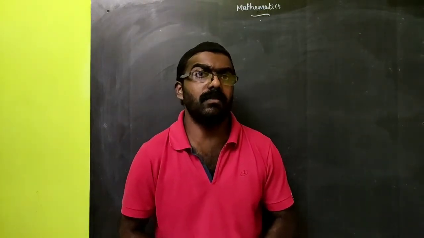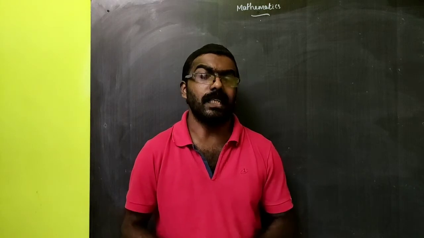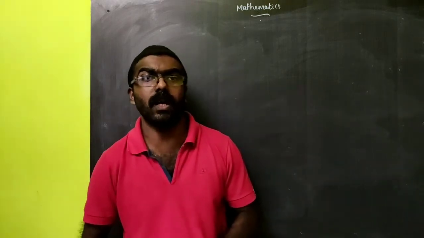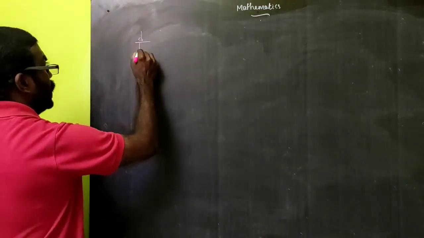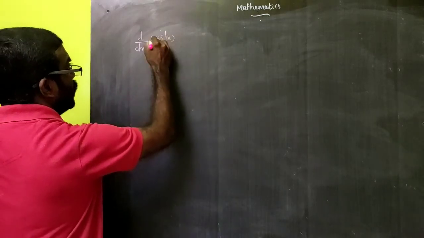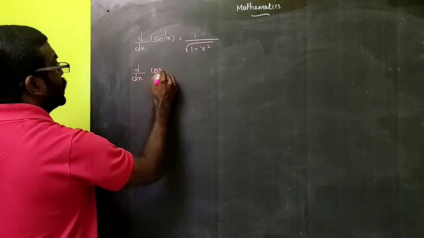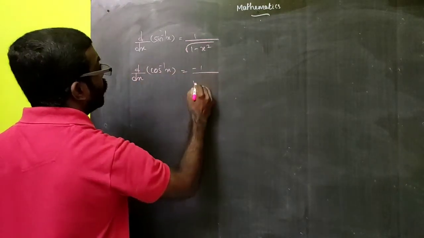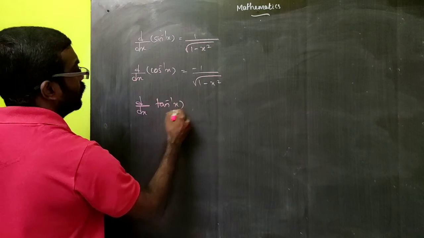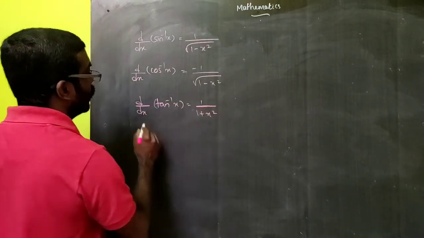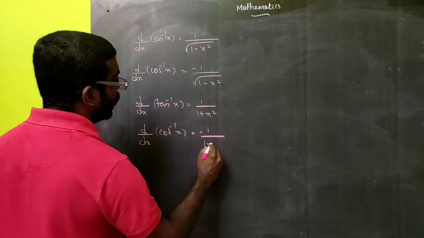We know there are 6 inverse trigonometric functions, namely sin inverse x, cos inverse x, tan inverse x, sec inverse x, cosec inverse x, cot inverse x. First of all you have to recollect the formulas. Derivative of sin inverse x, d by dx of sin inverse x is what? 1 by root of 1 minus x square. Then the derivative of cos inverse x, minus 1 by root of 1 minus x square. Then derivative of tan inverse x, 1 by 1 plus x square. Then derivative of cot inverse x, minus 1 by 1 plus x square.